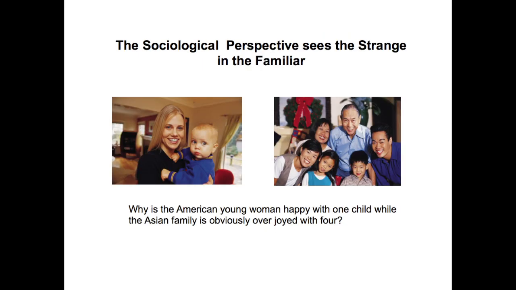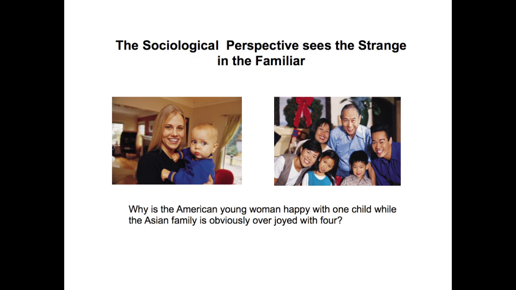Here is a lady in Anglo society with one baby, and she's very happy about it, and the baby doesn't look too disturbed. The other is an Asian family, and they are very pleased with 4 children. You see, the American society sort of limits the number of children because of financial and other reasons. The Asian society says, "Oh, children are a blessing, we need to have more of them."